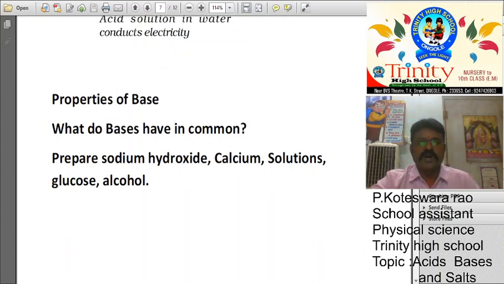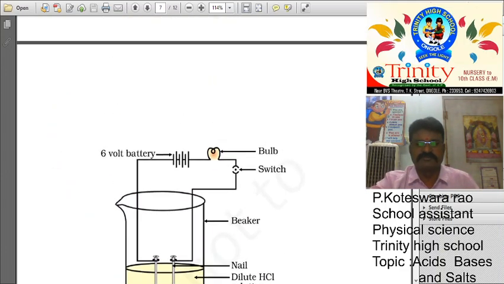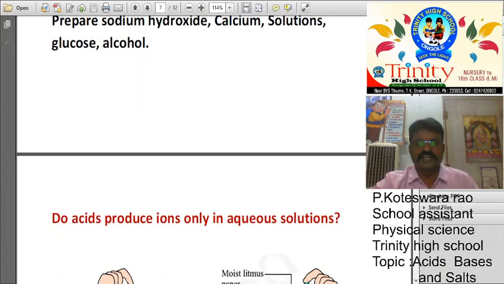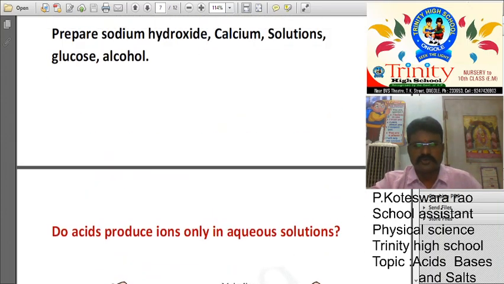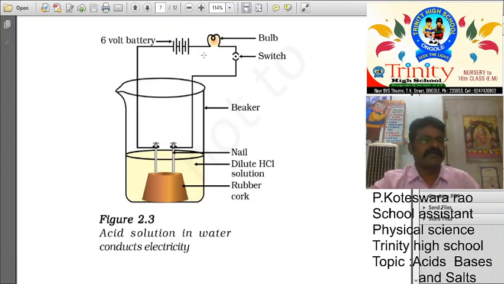Okay. Next one, what do bases have in common? Acids have H plus ions, so what do bases have in common? OH minus ions. That's why we took sodium hydroxide and calcium hydroxide bases, and also glucose and alcohol, and conducted the same experiment. In which condition is the bulb glowing? Only in NaOH and Ca(OH)2 is the bulb glowing. So we can decide that bases commonly have OH minus ions: sodium hydroxide NaOH, calcium hydroxide Ca(OH)2. They must have OH minus ions.